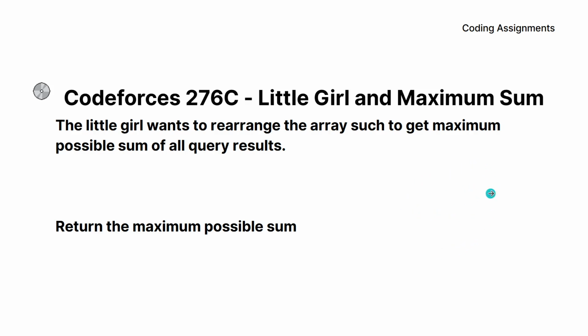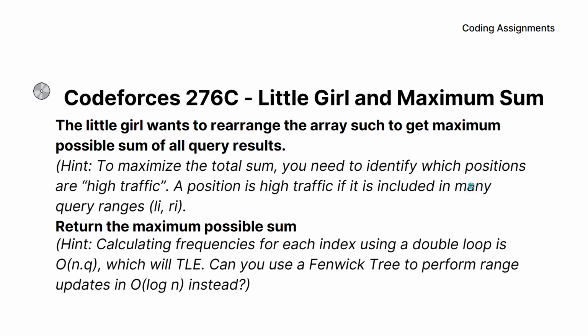I have two hints. The first hint is: to maximize the total sum, you need to identify which positions are high traffic. A position is high traffic if it is included in many query ranges [Li, Ri]. And to return the maximum possible sum, if we calculate frequencies for each index using a double loop, it will take O(n times q), which will exceed time limits. So can you use a Fenwick tree to perform range updates in O(log n) instead?